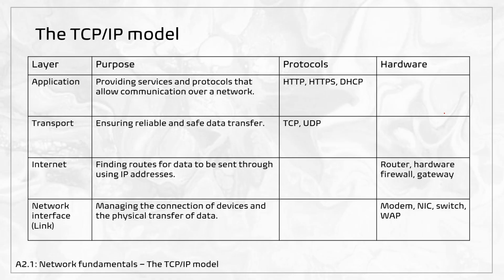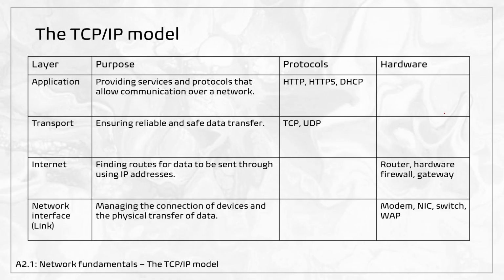Finally, there's a network interface layer. This is where the data actually gets sent from one device to another. Hardware like the modem, network interface cards, wireless access points, and switches are in this layer. The reason switches are in the network interface layer and not the internet layer is because the internet layer works with IP addresses, which is a unique address for all devices connected to the internet.